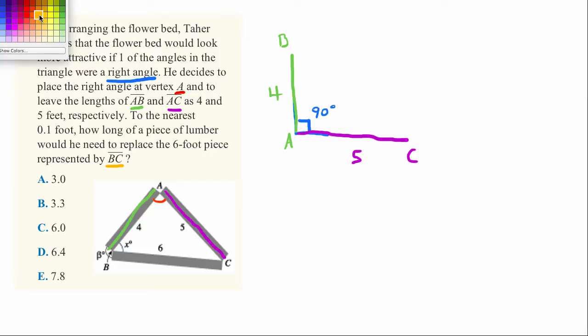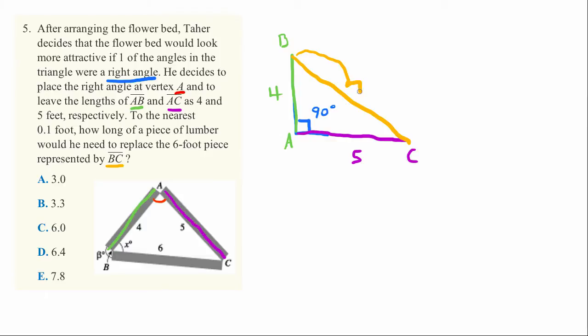But there's one final thing that will need to change. Now BC will be a different length because here it has to fit this new dimension. And so our big question is, what is this length BC? And I'm going to go ahead and call that H.